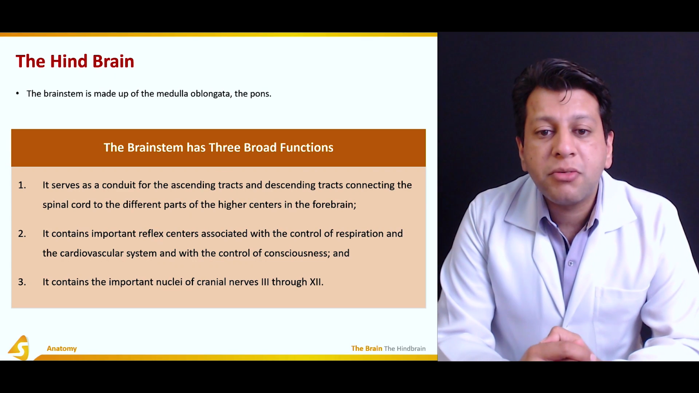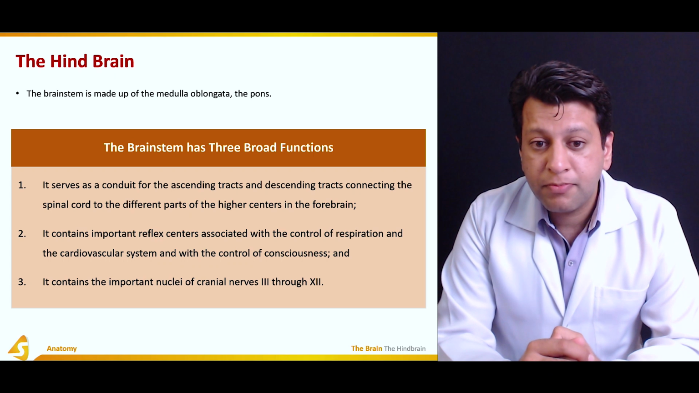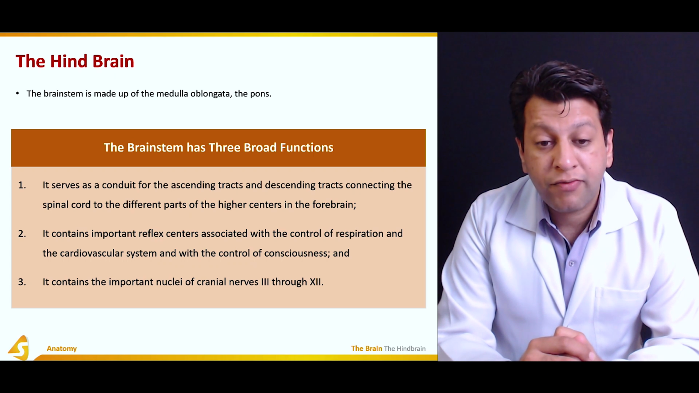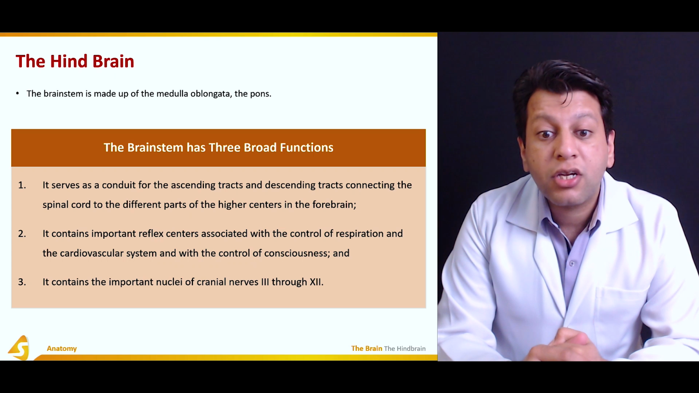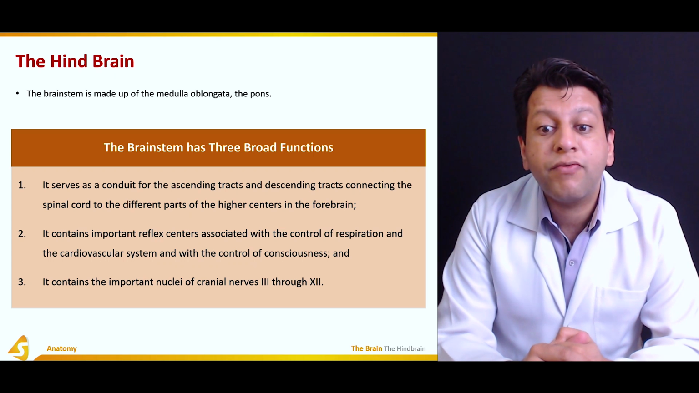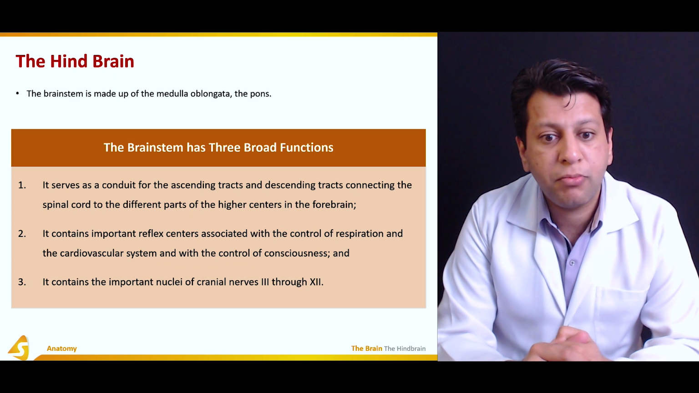The brainstem is made up of medulla oblongata and pons. The brainstem has three broad functions. It serves as a conduit for ascending tracts and descending tracts, connecting the spinal cord to the different parts of the higher centers in the forebrain.